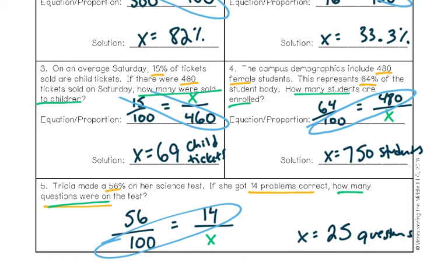And if you take a step back and think about it, it makes sense. She failed her science test. She got a 56%. If we know that 50% is half, we should know that she got a little more than half right. So half of 25 is 12.5, and 14 is a little more than half. So that makes sense with the 56% that we were given in the problem.